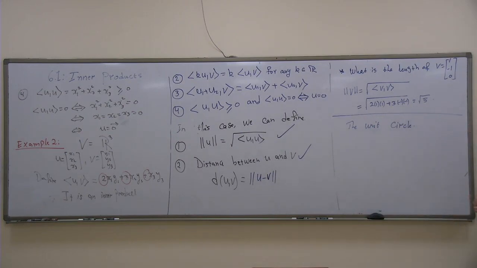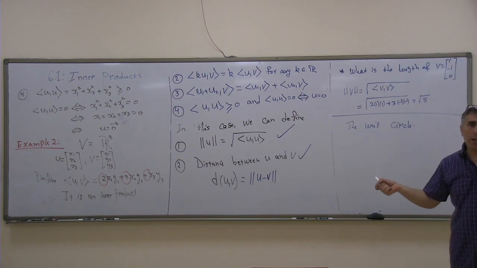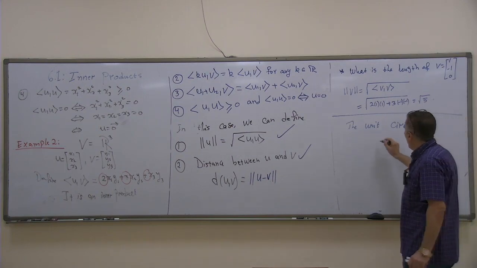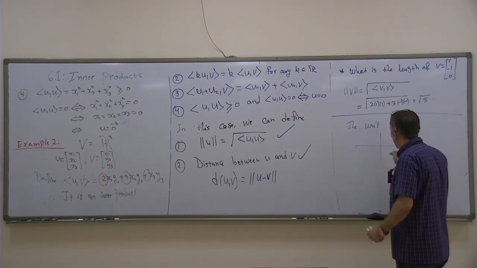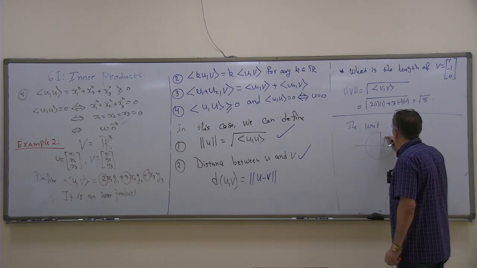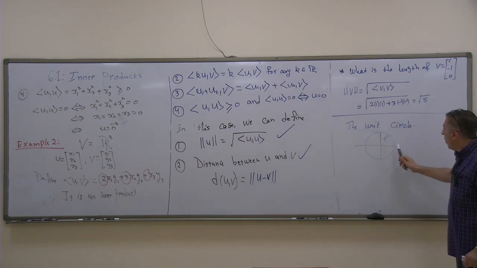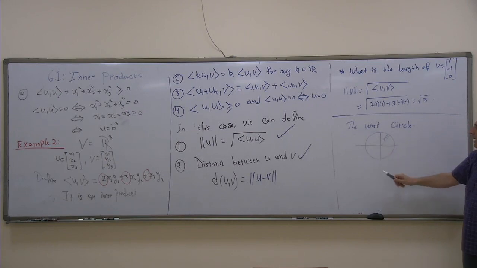Well, what is the unit circle here? It's a circle of radius 1, correct? So in the plane, how do you do that? You say here is the origin, and here is a circle of radius 1. Correct? So what do you mean by that? You mean all points in the xy plane that are 1 unit far from the origin.